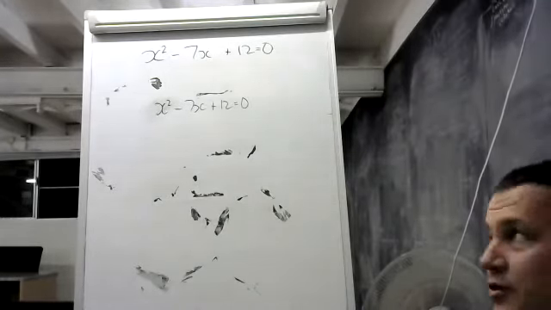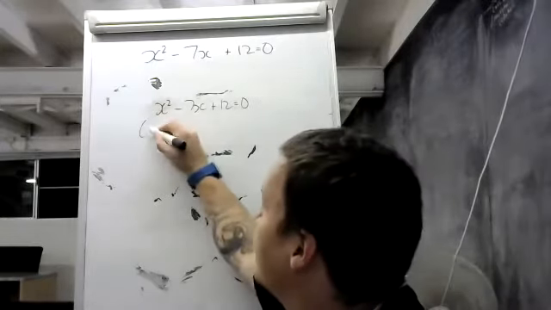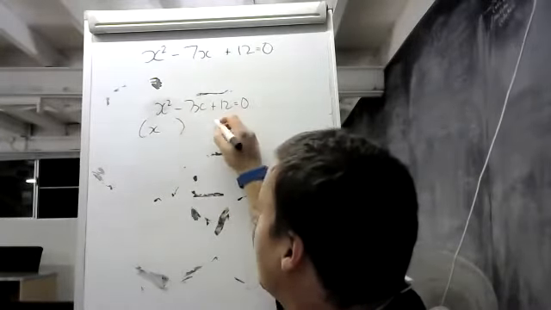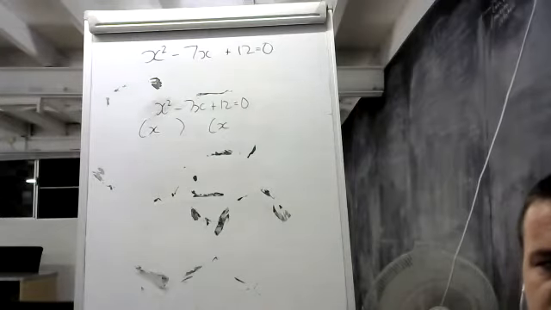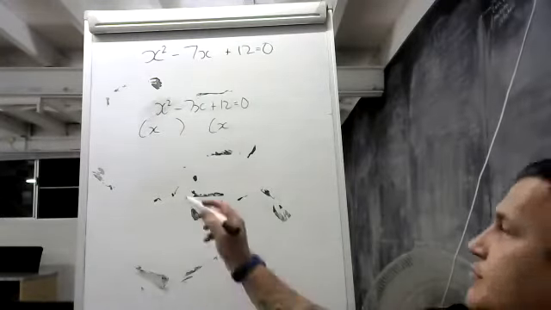If we remember that we've got x... what can we factorize that down into? X take 3, X take 4. Okay.